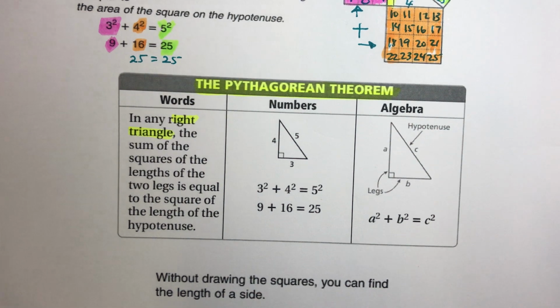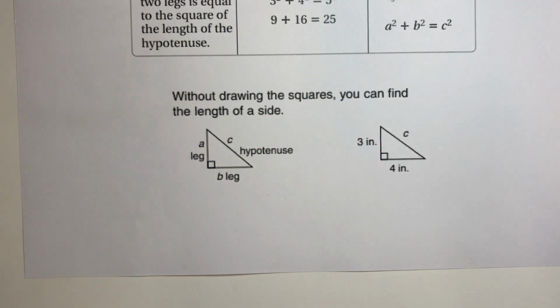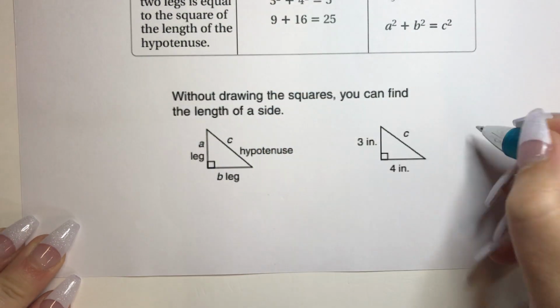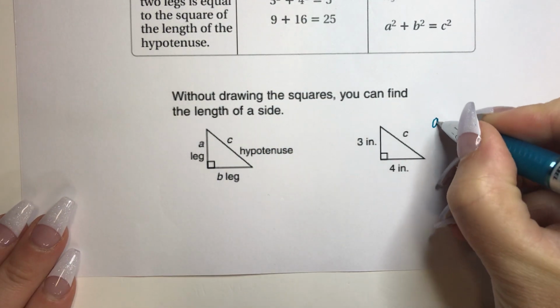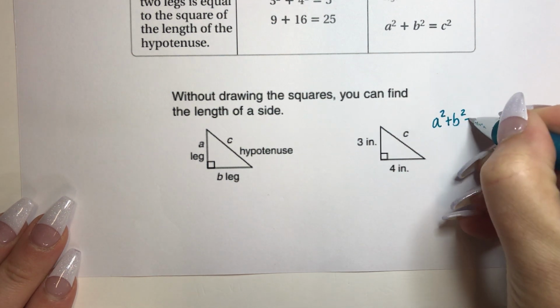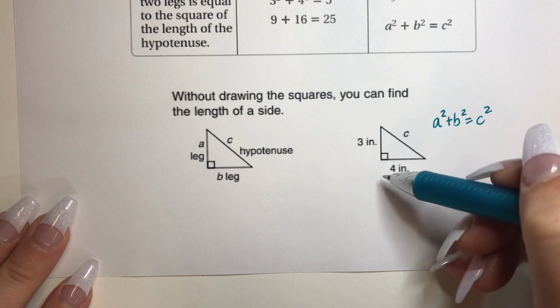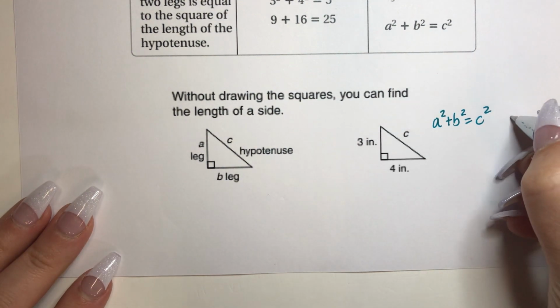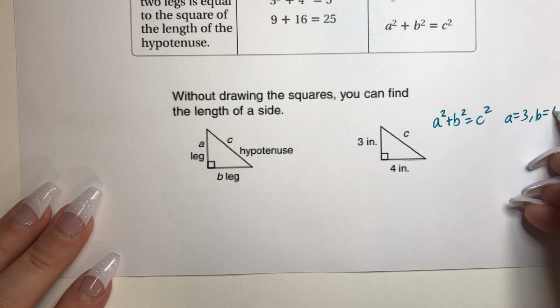Okay, so let's go ahead and look down here. It says, without drawing the squares, can you find the length of each side? Okay, so let's look at this. Here's our little problem right here. It's a right triangle, so I know that the Pythagorean theorem works, so I'm going to write a squared plus b squared equals c squared. And then I'm going to define my variables. Okay, so this is a side. I'm going to say a is equal to 3 and b is equal to 4.